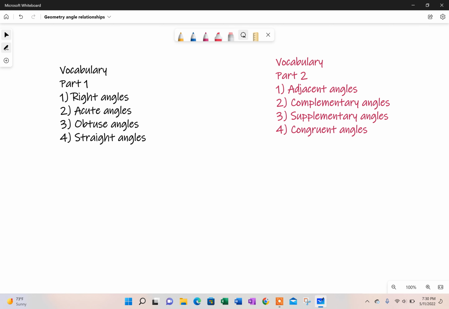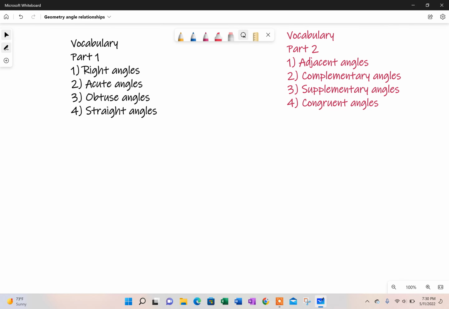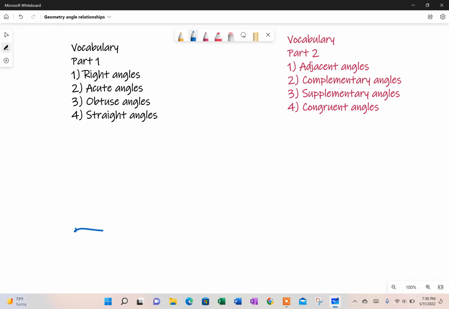So I'm going to do a video on vocabulary for angle measures. The things that you need to know about angles are pretty basic, but they're quite important, so I'm just going to go through a few things real quick. Basically, an angle is created by two rays that have a common endpoint, and that endpoint is called our vertex.